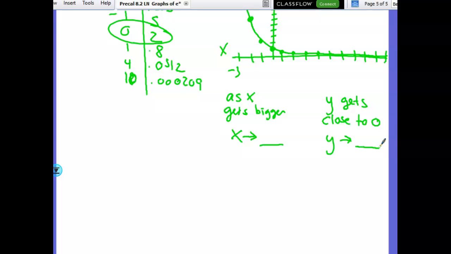So what am I going to put in this blank, you guys? As x gets bigger, that means x is approaching infinity. Bigger means it's just getting bigger without stopping ever, so that means infinity. All right. As x gets bigger, y what? Goes to 0. Now we're going to write it in limit notation.